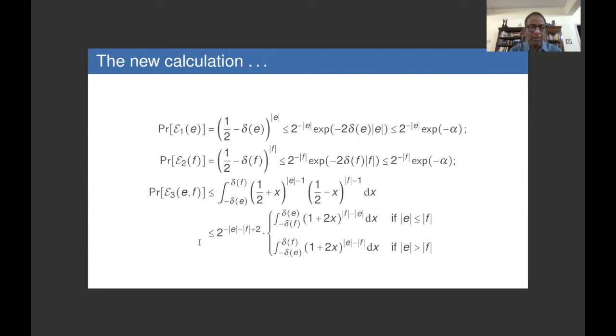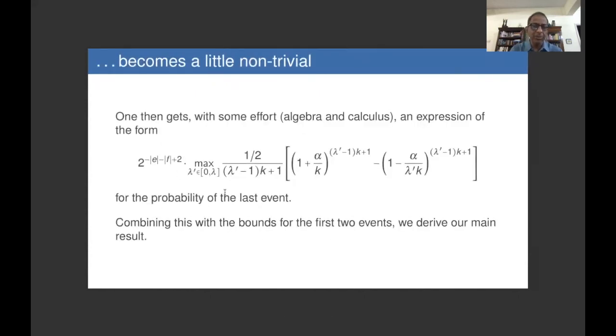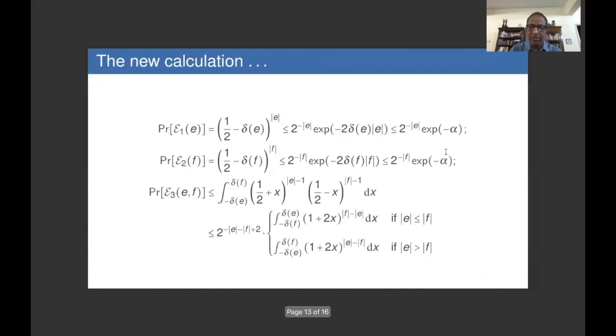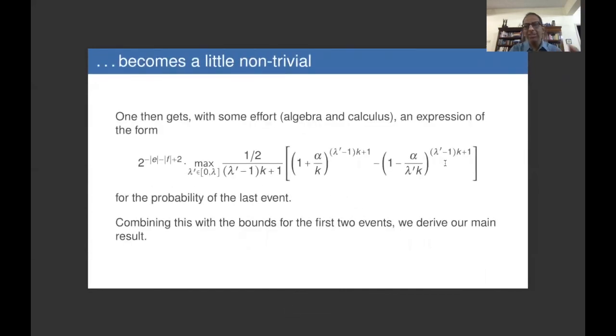The total probability is bounded by this quantity. And these integrals are not hard to evaluate. And the final expression that comes out of this is this. One needs to do some technical work to obtain this bound. Once we have this bound, we combine it with these two bounds and get the final result, which was the main claim of the paper.